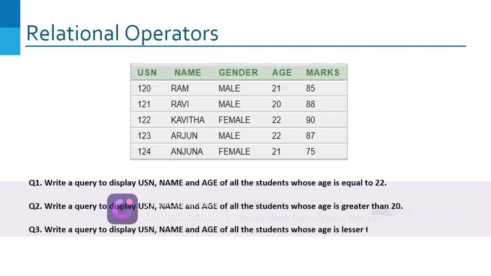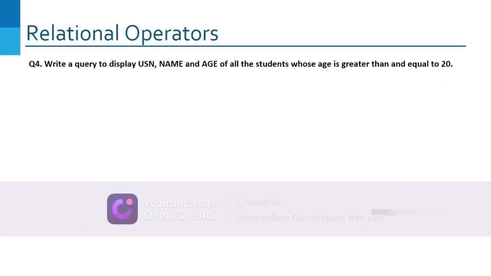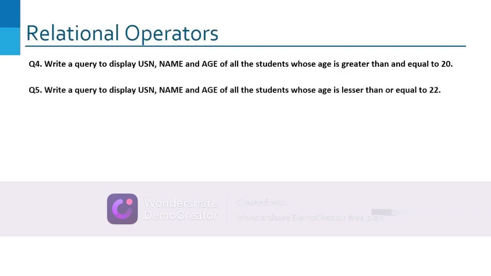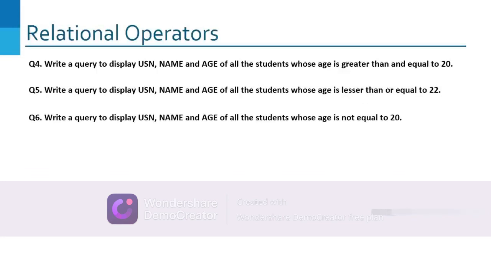These are some questions. You guys can do it. This is very easy. You have to just use the operator and that's it. You will get the result. So try to create, as I've already told, this particular table and try to solve these questions. Next question can be, write a query to display USN, name and age of all the students whose age is greater than or equal to 20. This also you can do. Lesser than or equal to 22, this also you can do. And whose age is not equal to 20, this also we can do. In this last question, which is age is not equal to 20, you can use any of the three symbols. Try to do it on your own. Try to see whether you're getting the answer as imagined or not.